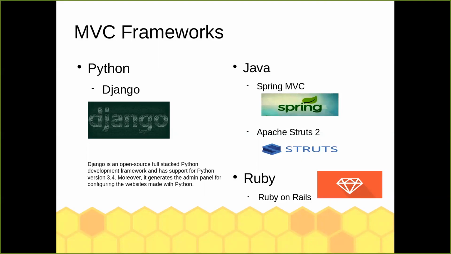Apache Struts2 is an open source web application framework for developing Java web applications. Ruby on Rails, or Rails, is a server-side web application framework written in Ruby.